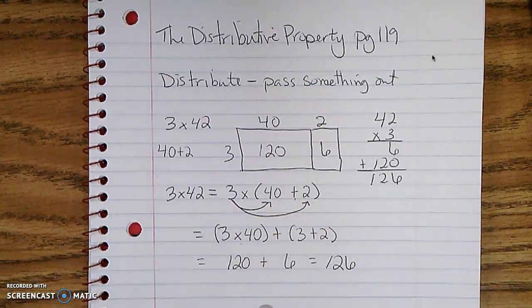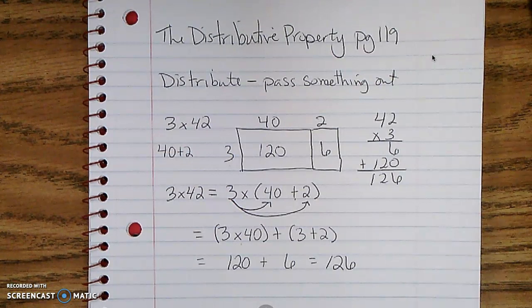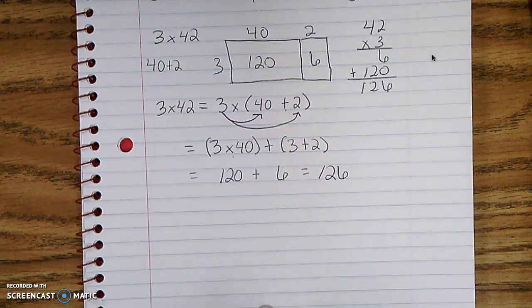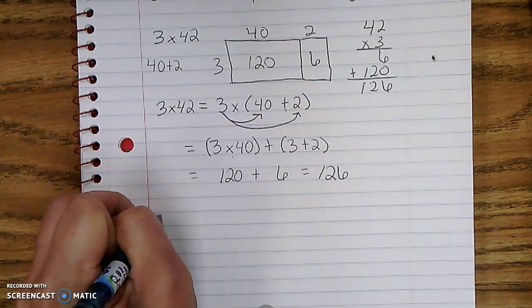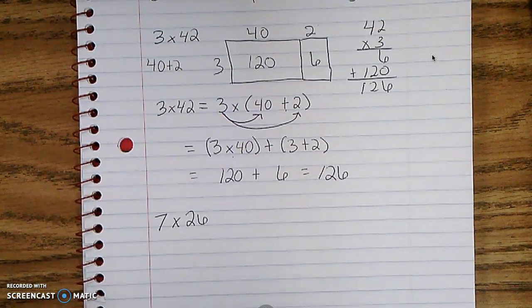So the distributive property is the same, it's partial products without the drawing, without the area model. It's the area model with no picture. So let's do the example 2 from page 120. The problem there is 7 times 26. So let's try it without the picture first, and then we'll draw the picture so that you can see it.